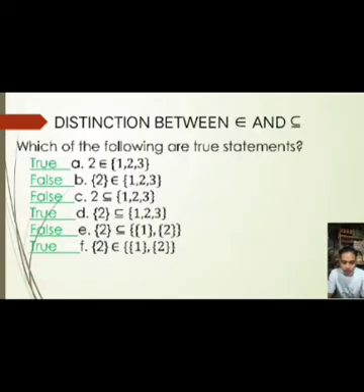Distinction between element and subset. Which of the following are true statements? 2 is an element of {1, 2, 3}. 2 is a subset of {1, 2, 3}. {2} is a subset of {1, 2, 3}. 2 is a subset of {1, 2}. 2 is an element of {1, 2}.